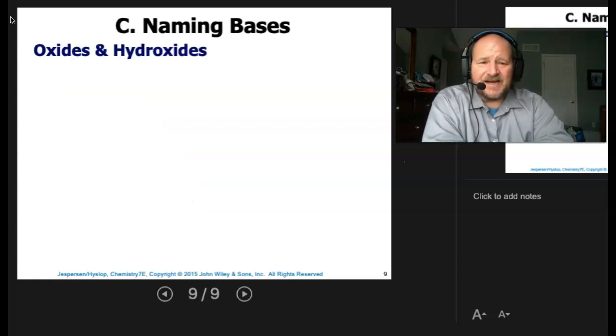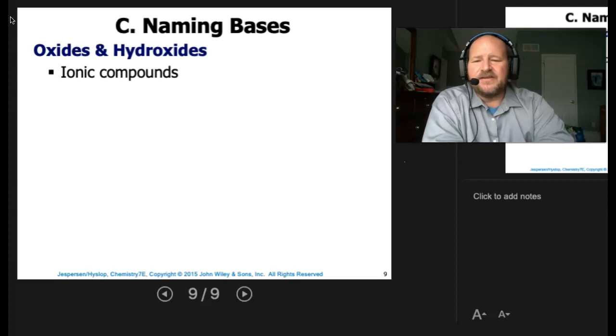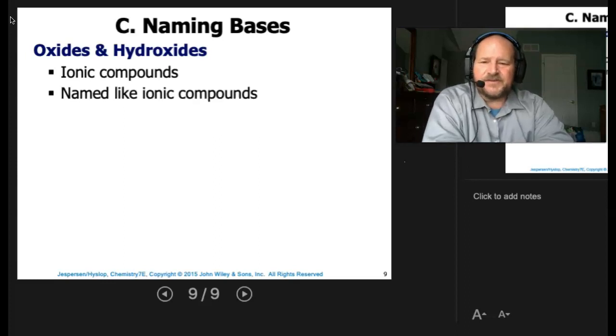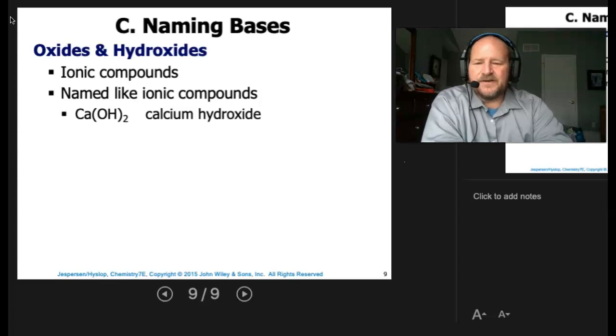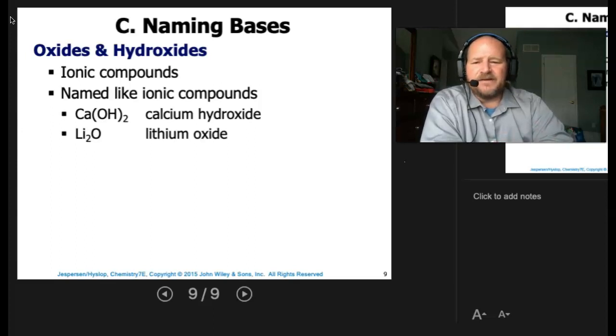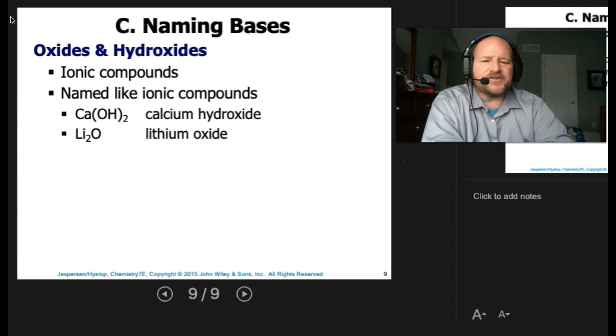All right, so naming bases. Again, we have oxides and hydroxides. These are all going to be ionic compounds, and so we're simply going to name them like we normally would name an ionic compound. So for instance, Ca(OH)2, as long as we know that polyatomic name is hydroxide, earlier we learned that we would say calcium hydroxide, and nothing's going to change there. For Li2O, again, we would say lithium oxide. So it's just standard ionic naming.